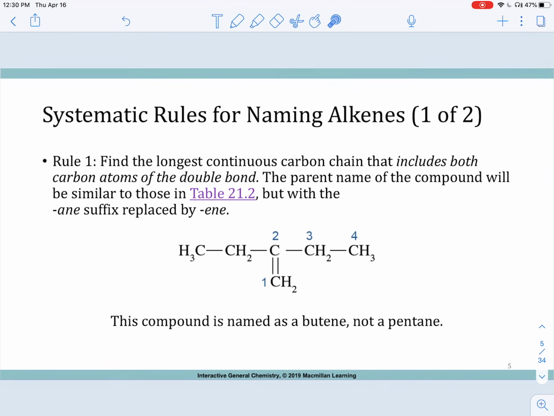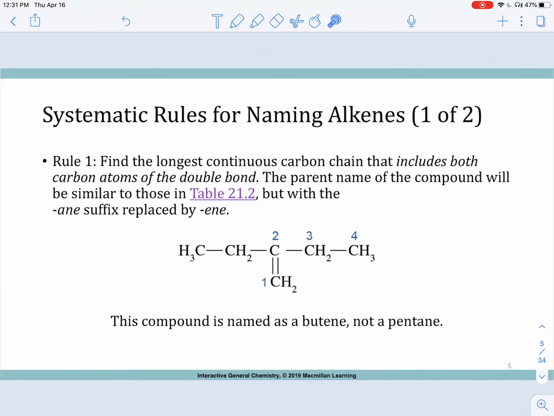So how do we name them? We learned about naming alkanes before. How do we name alkenes? It's pretty similar. It's just that this double bond really takes precedence over our numbering system. So notice we don't have any substituents here. That's fine. We're really just focusing on naming something with a double bond in it. So we still need to find the longest continuous chain.